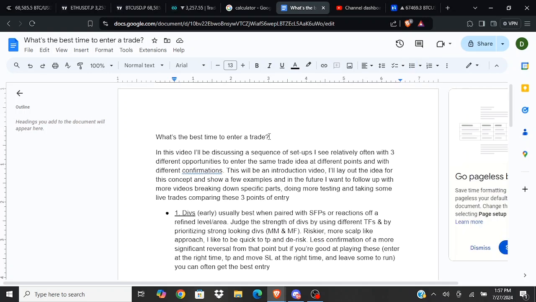And so I'm going to be going over 3 different ways to enter the same trade. And in this video, I'll be discussing a sequence of setups I see relatively often with 3 different opportunities to enter the same trade idea at different points and with different confirmations.